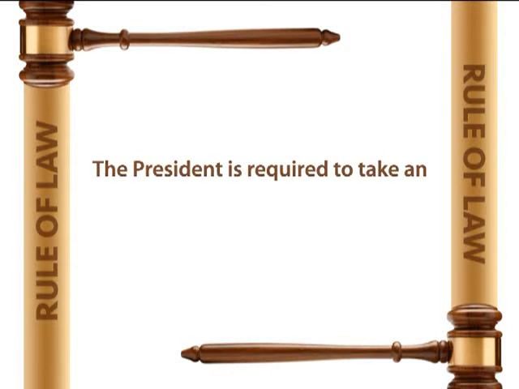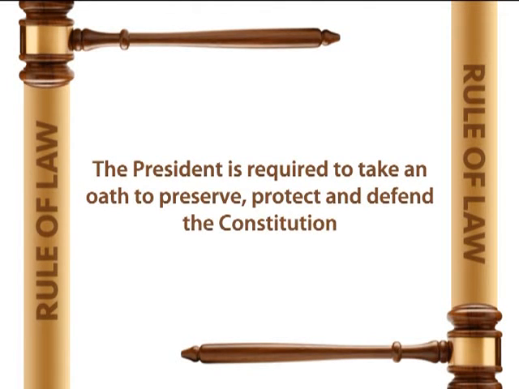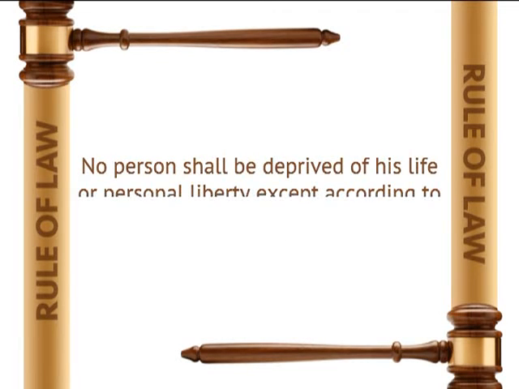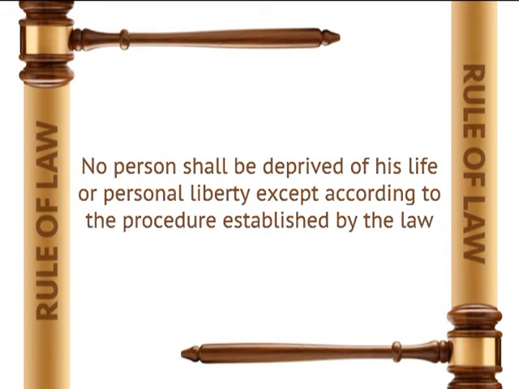All laws, regulations, ordinances, bylaws, notifications, customs, and usages are laws within the meaning of Article 13 of the Constitution, and if they are inconsistent or contrary to any of the provisions, they can be declared as ultra vires by the Supreme Court or by High Courts. The President is required to take an oath to preserve, protect, and defend the Constitution. No person shall be deprived of his life or personal liberty except according to the procedure established by law.